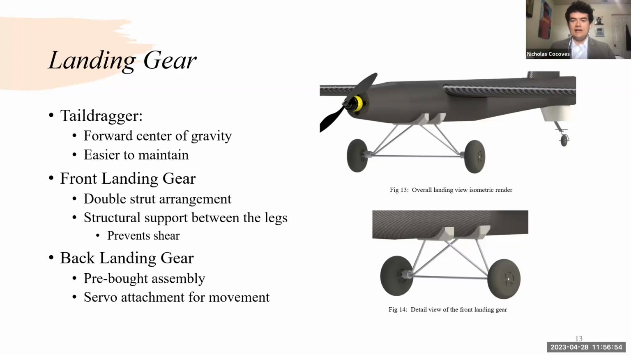And we also printed a rear landing gear spacer. That's an extruded NACA 0012 airfoil. And this spacer was so that we could have a 3-degree angle between the front and rear landing gear so that we could have the 5-degree incidence angle for takeoff we'd calculated before. Next slide.